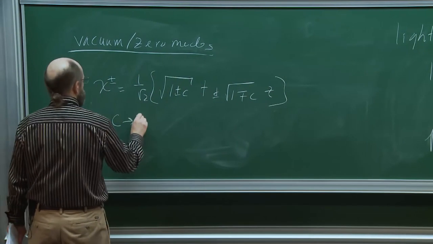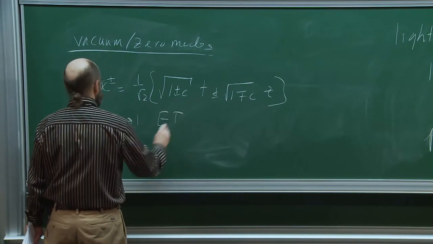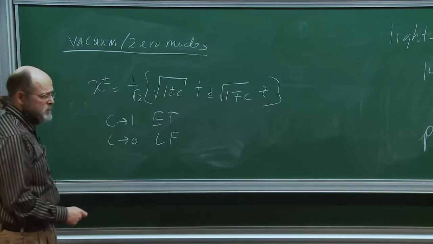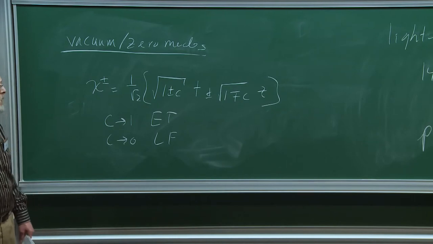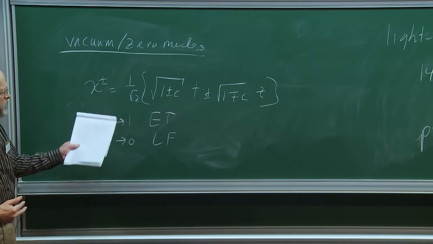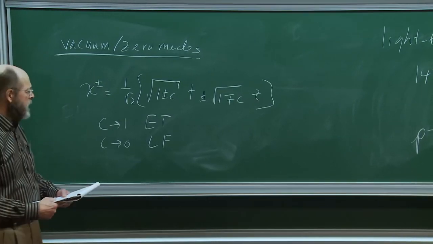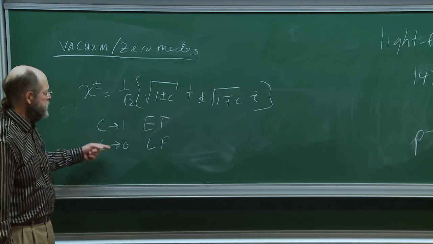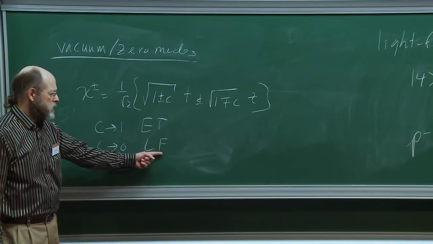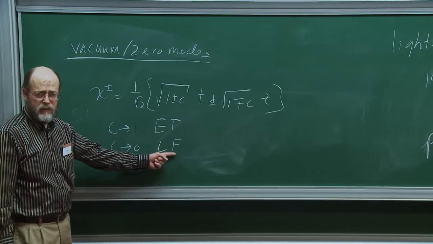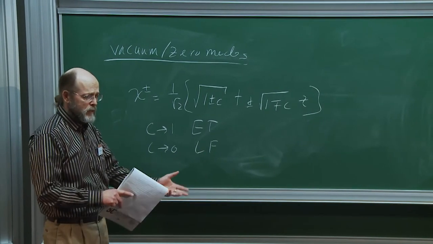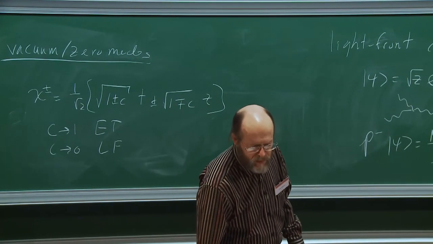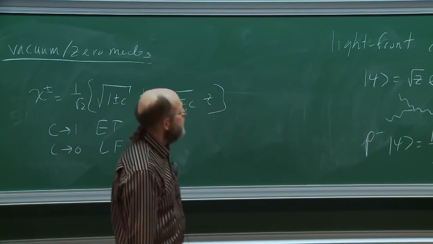Where C going to 1 would correspond to an equal time calculation, and C going to 0 would correspond to a light front calculation. So we can set up the Hamiltonian problem with respect to these coordinates and look at what happens. We do the calculation in equal time and in the limit as this parameter C goes to 0, which approaches the light front, to see what happens in order to try to understand how things map over from one calculation to the other. Now, I don't have time to get into the details of how that works, but here is a calculation done.